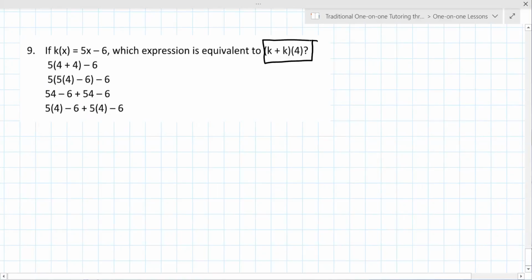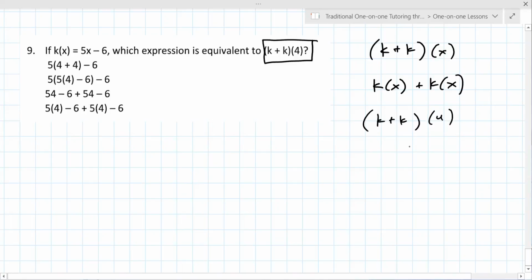Okay. Now, if it was k plus k of x, this means k of x plus k of x. Do you agree with that? Now, with the 4, what is different is that instead of x, it's 4. It's k of 4 plus k of 4. Do you agree with that? Okay? Now, here's k of x.